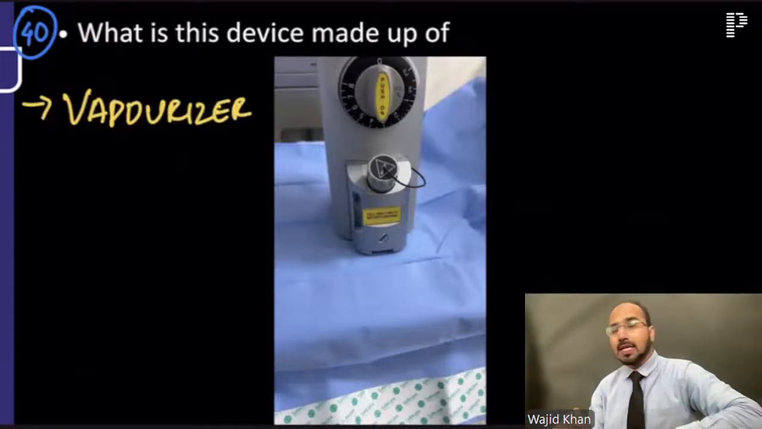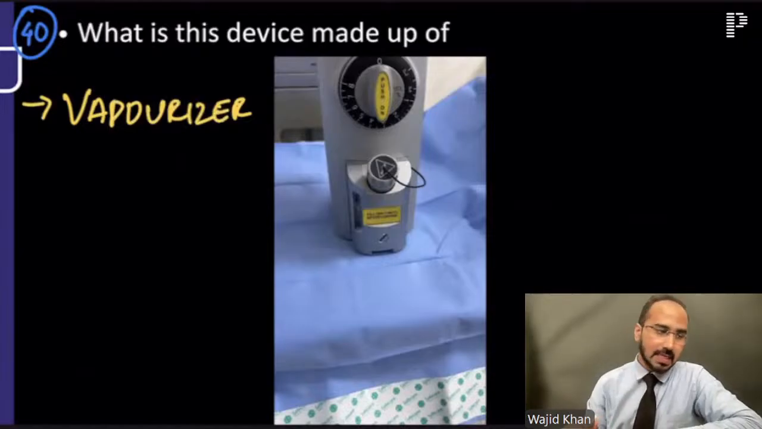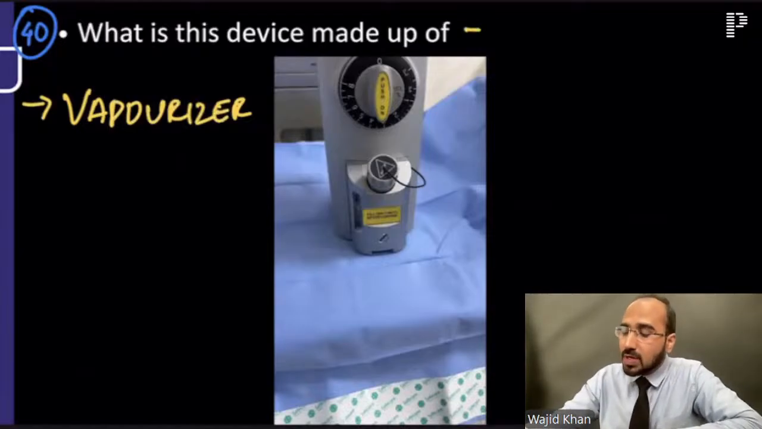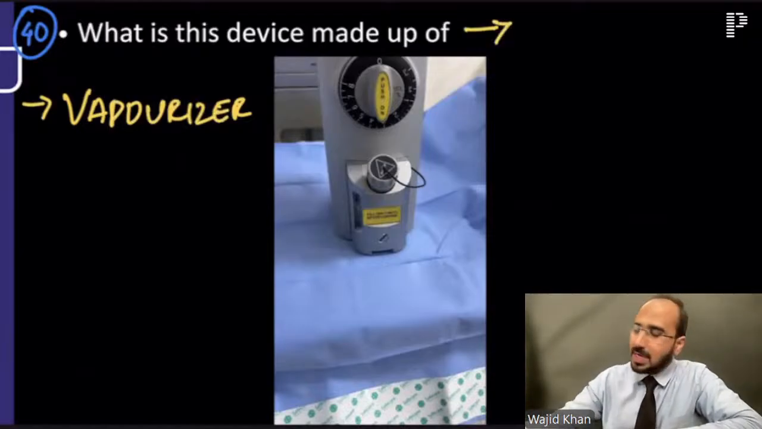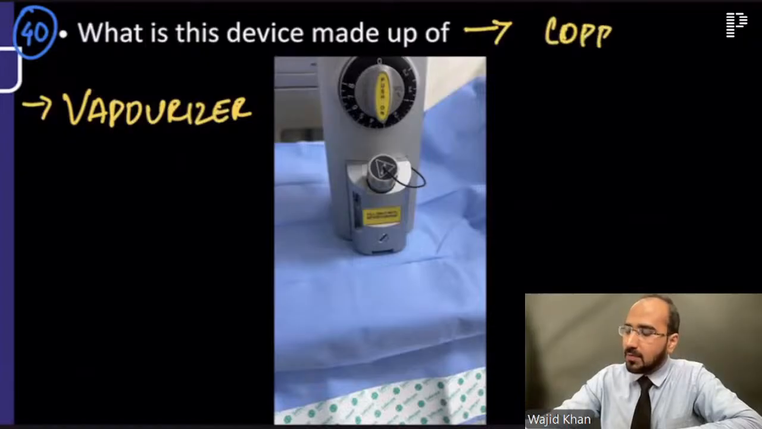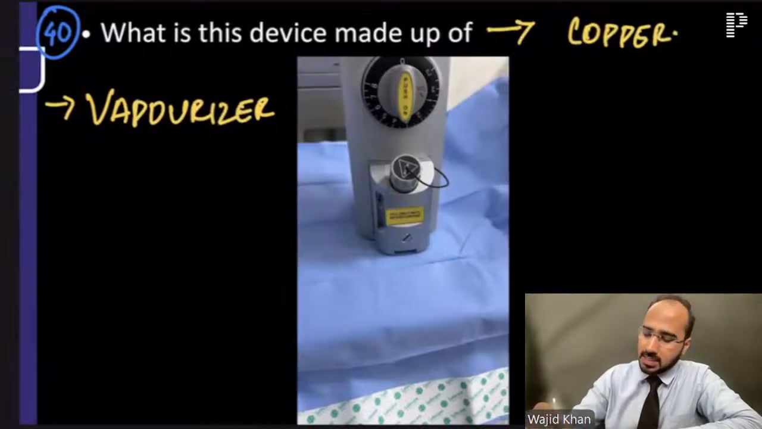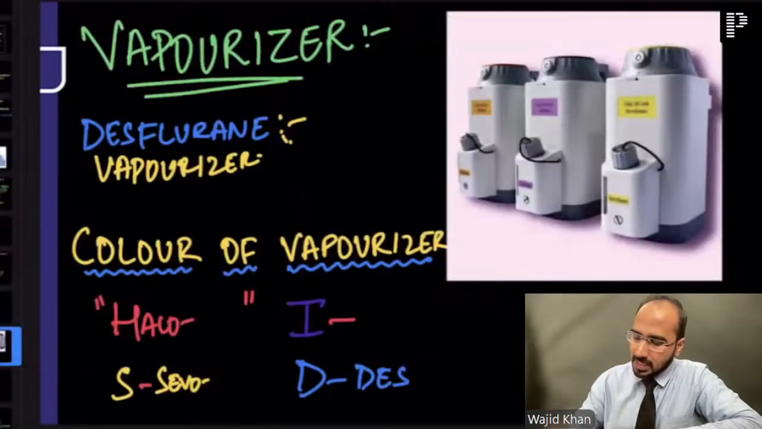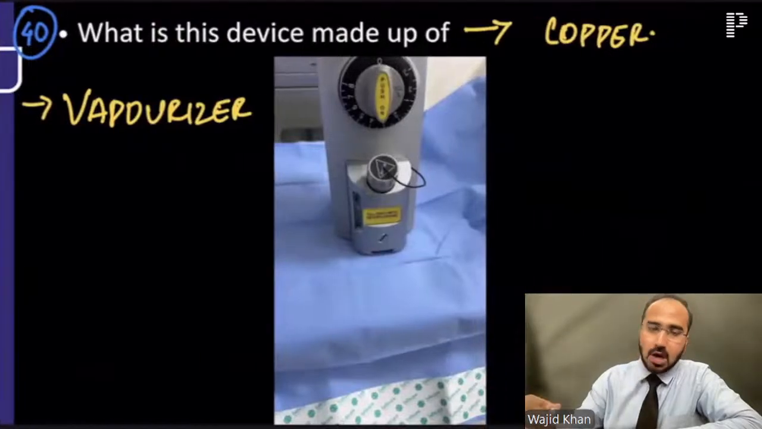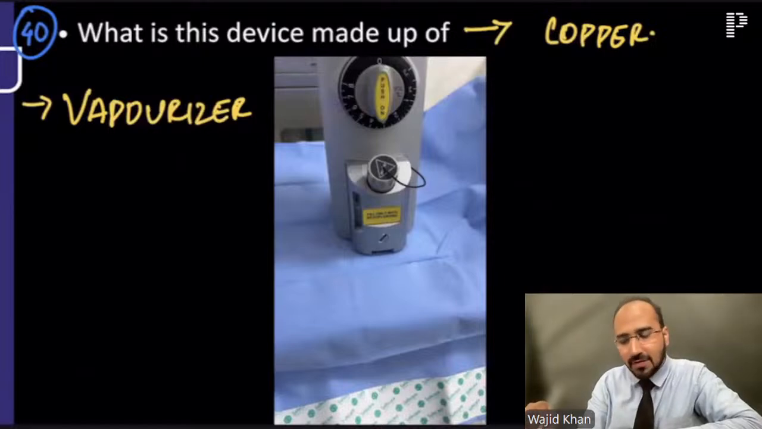What is the function of vaporizer? To store the liquid inhalational agent. What is being asked in this question? What is this device made up of? What is the material? This device is made up of copper. Okay, this device is made up of copper material. Now look over here, guys. All of the volatile inhalational agents are stored in the vaporizer.